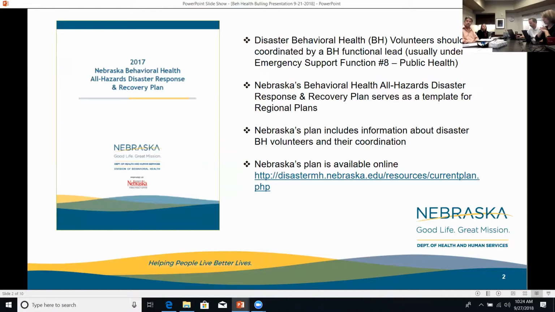You can find a copy of the state plan on the website on your screen. Go to disastermh.nebraska.edu and you can look under the resources tab.